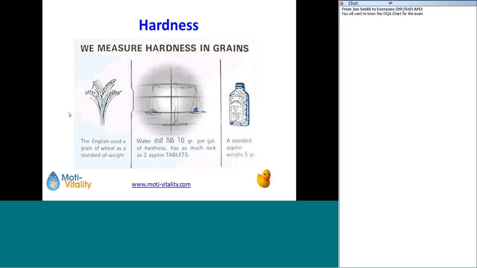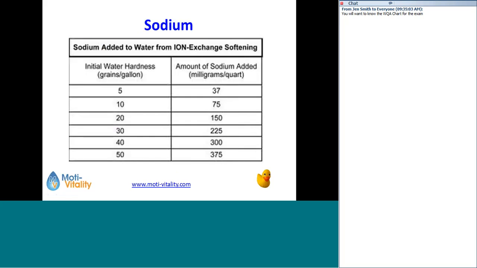This is a chart. I did upload this picture to the website, so you can get to it. I've had a lot of requests for this because this is one of the common questions: how much sodium is added to the water from a water softener? This chart came from WQA and tells you your initial water hardness in grains per gallon, and the amount of sodium added per quart of water. So you can calculate how much sodium gets put in the water.